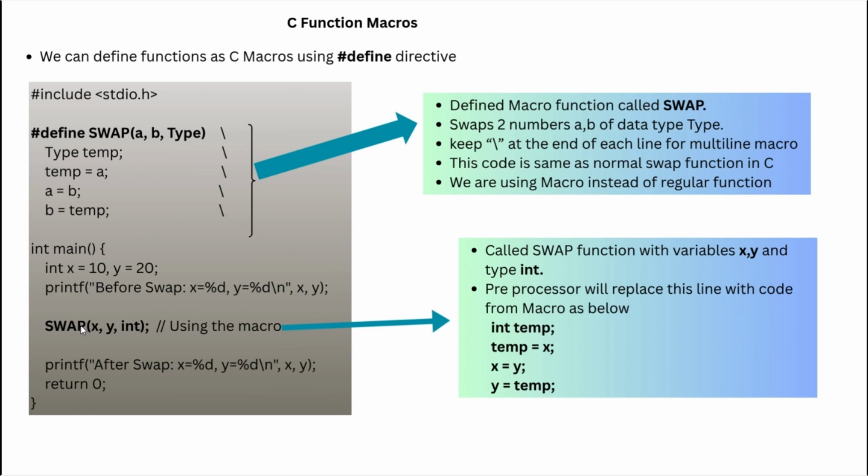Here is how this works: when your code is building, the preprocessor will replace this call with all these instructions. See, one call to the macro will be replaced with all the code. Finally your code will be replaced like this: int temp equals x. As per your macro it will be replaced, so there will be no stack operations here. Whenever you call this, it directly inserts those instructions. So there is no stack and everything. It is a continuous flow of instructions. So these are macros.